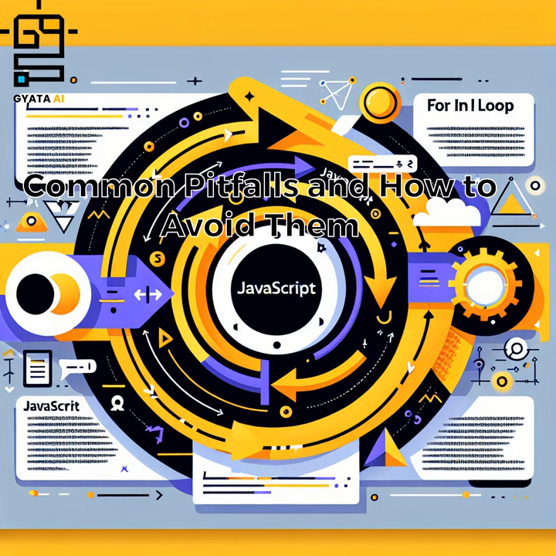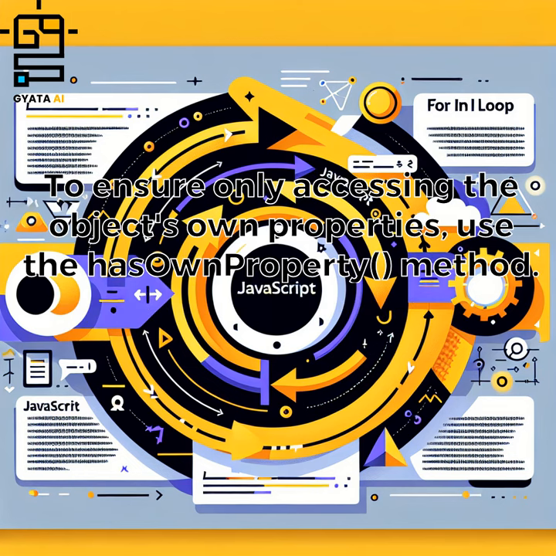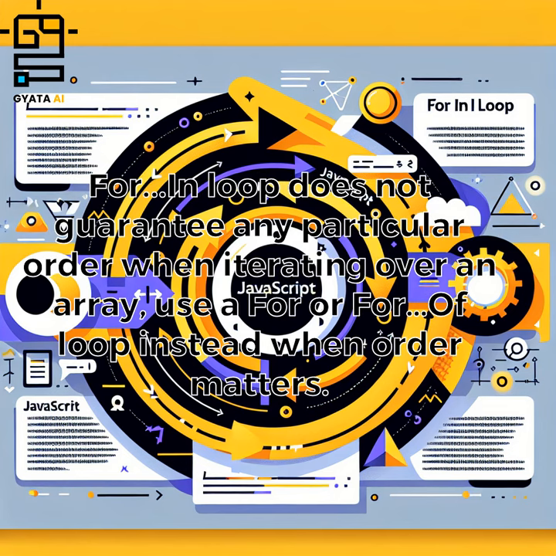Common pitfalls and how to avoid them. The for in loop iterates over all properties, including properties in the object's prototype chain. To ensure you're only accessing the object's own properties, use the hasOwnProperty method. A for in loop does not guarantee any particular order when iterating over an array. Use a for or for of loop instead when order matters.